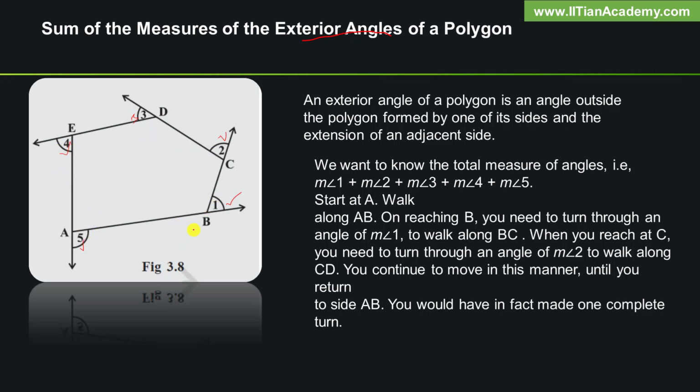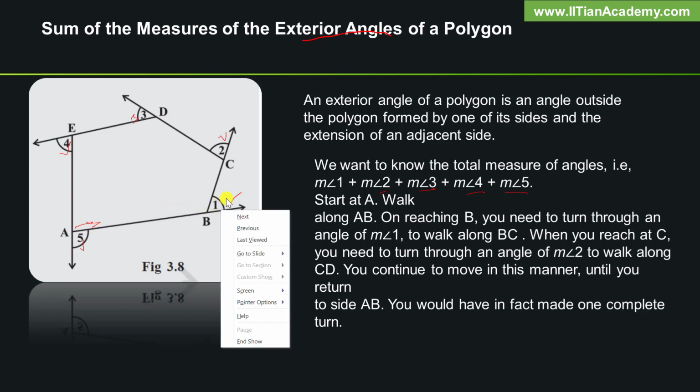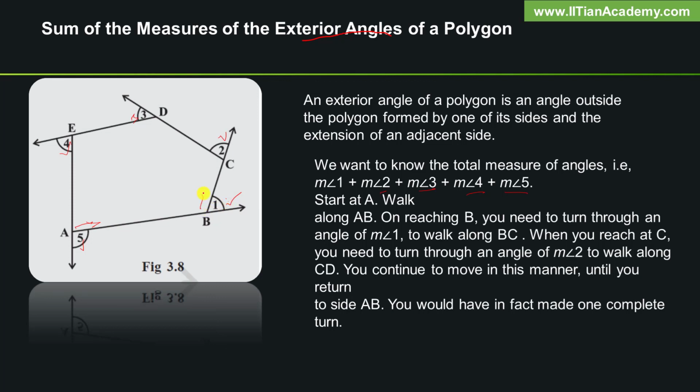We want to know the total measure of angles: 1 plus 2 plus 3 plus 4 plus 5. Start at A. Walk along AB. On reaching B, you need to turn through an angle of 1 to walk along BC. When you reach C, you need to turn through an angle of 2 to walk along CD.